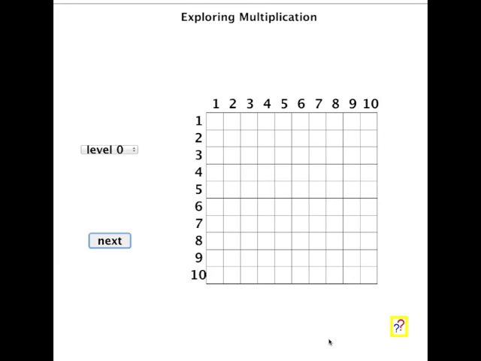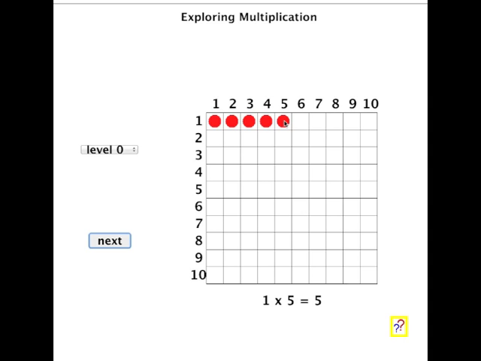I'm going to give you some tips for remembering the 5 times table. I'll start off here with the Exploring Multiplication applet. Let me click down the 5 column, and as I do, you keep your eye on the answers to the 5 times table at the bottom of the screen.